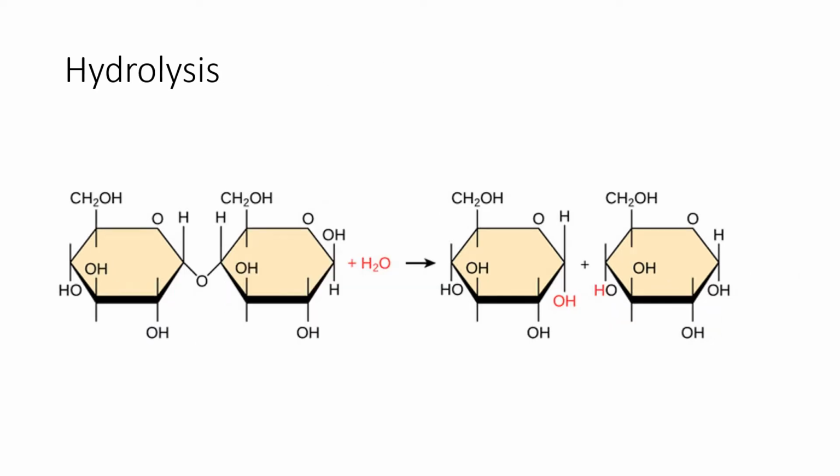In contrast, this is hydrolysis. This is a disaccharide, two monosaccharides put together, and we're going to add water to this, and it is going to break this bond here and form two monosaccharides. So this is an example of a catabolic reaction. It would be exergonic because when you break bonds in general, energy is released.